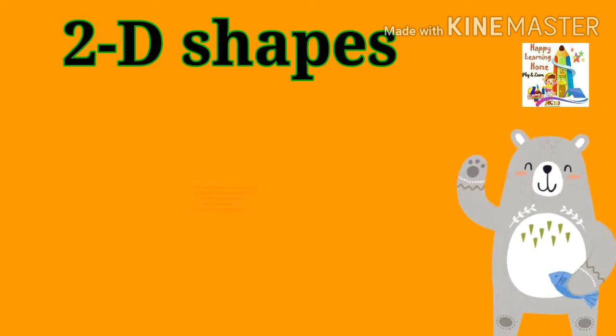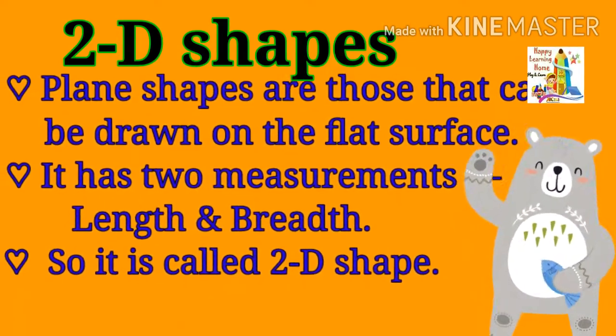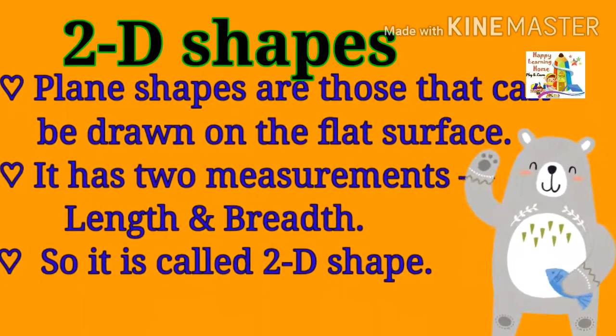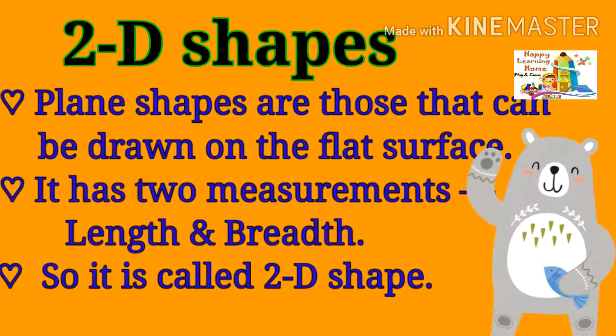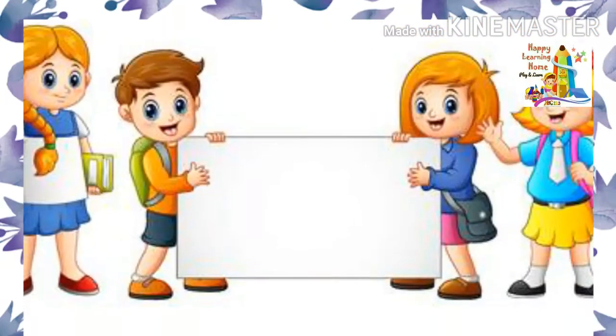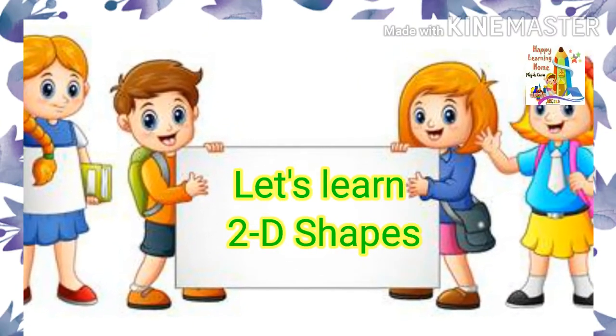Children, now let us know about 2D shapes. Plane shapes are those that can be drawn on a flat surface. They have two measurements, length and breadth. So they are also known as two-dimensional or 2D shapes. Let us see the 2D shapes one by one.